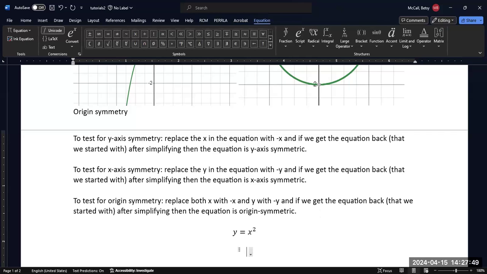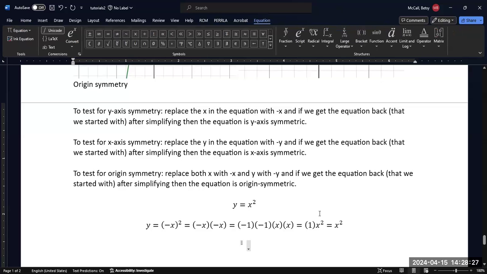Now, if I replace x with minus x, keep in mind this is minus x times minus x. The minus signs are going to cancel, and I'm going to be left with 1 times x squared, which is just x squared. So the minuses cancel in pairs. I get a positive x squared. So this, again, confirms what we saw graphically, that this is y-axis symmetric.